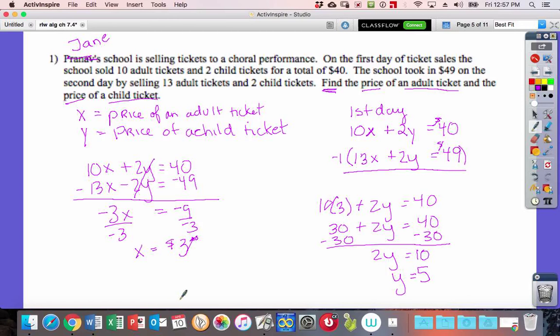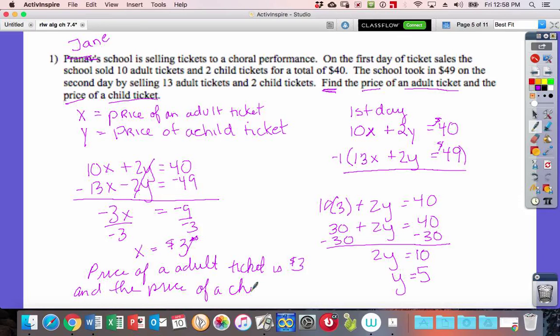Okay, now this is a word problem, and you need to be able to answer that last question. You need to be able to say the price of an adult ticket is $3, and the price of a child ticket is $5. Now, we talked about this in class when we went over it.